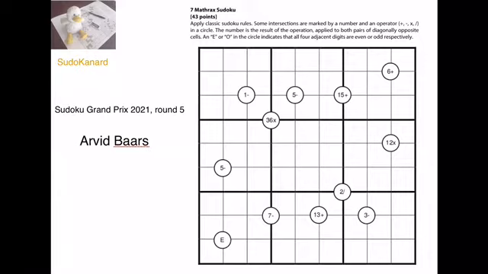Here is a Mathrax Sudoku puzzle that was composed by Dutch author Arvid Baars, and it was featured in round 5 of the recent Sudoku Grand Prix round. Okay, so it's Mathrax, meaning that all these circles with a number and an operation give the result of that operation applied on each diagonal. And this E means those are even digits. And that's the rule. Okay, so where do we start?